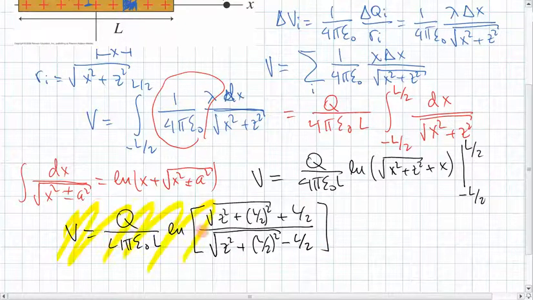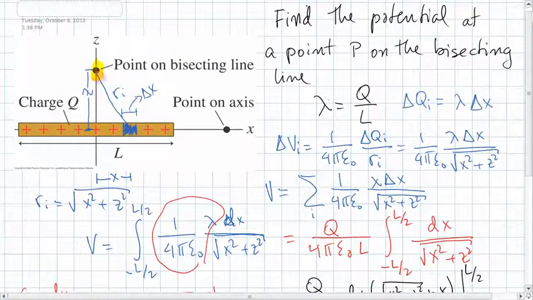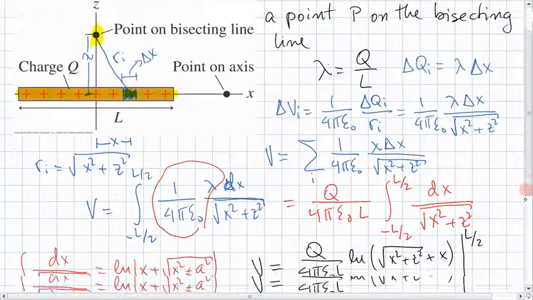This result here, that is the solution to the potential of the line of charge. That is the potential at this point due to this line of charge here. Okay, thank you.